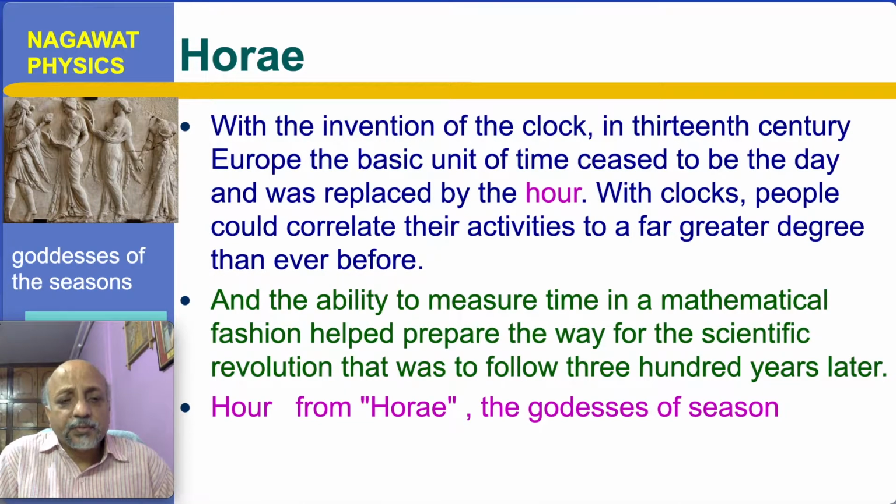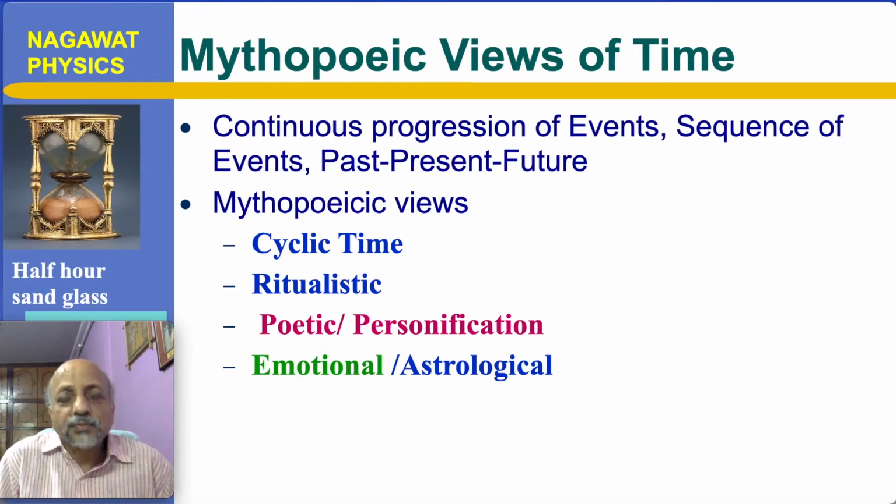And we will define the hour physically or scientifically also, but the ability to measure time came much later than the invention of the clock in the 13th century, and the modern understanding came maybe 300 years later than the first making of the clock in the 13th century. At the same time, just for the sake of knowing, I am telling you about the mythopoeic views of time.